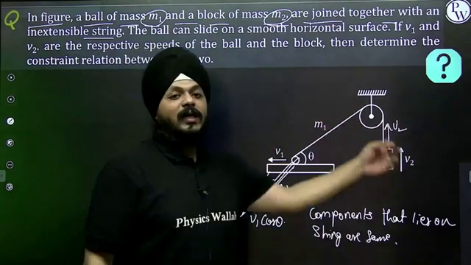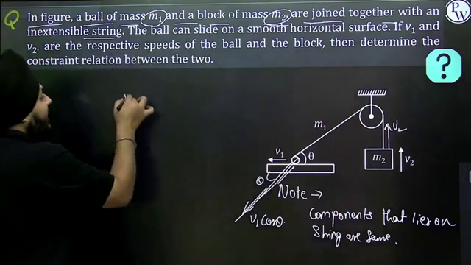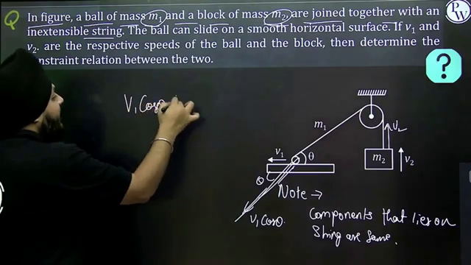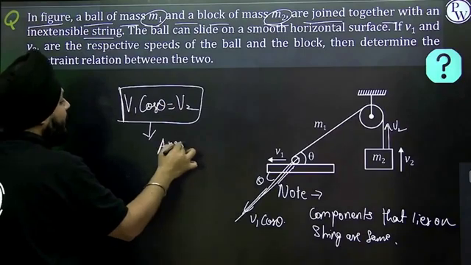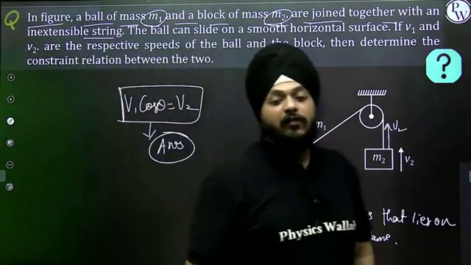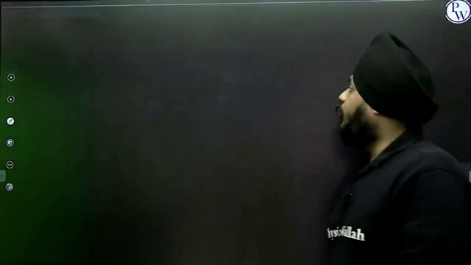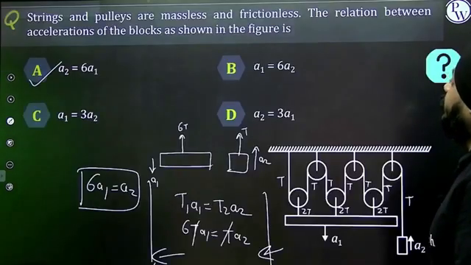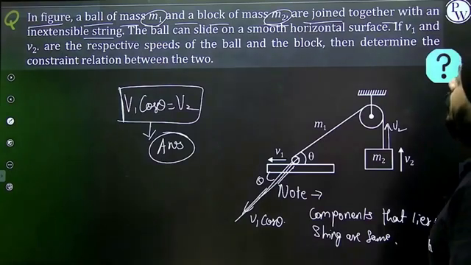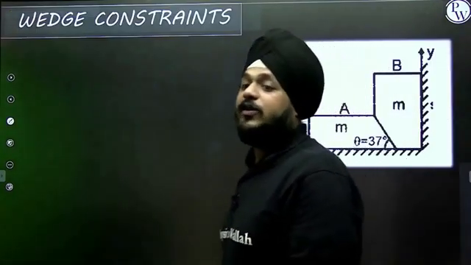So both of the components that lie on the string, simply I can write it as v1 cos theta equal to v2. This will be my perfect answer. So this is the second method of constraint. First we moved on to the very simple one: the work done by tension is 0. After that we moved on to the two most important shortcuts of the general constraint, and now we are moving forward to the wedge constraint.